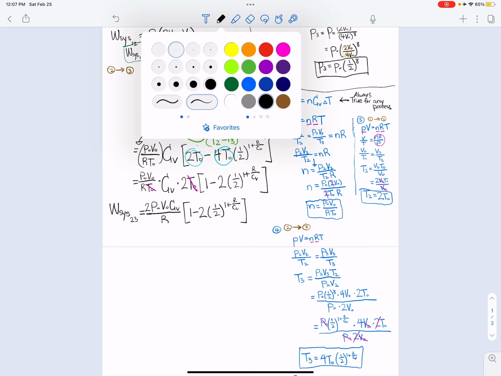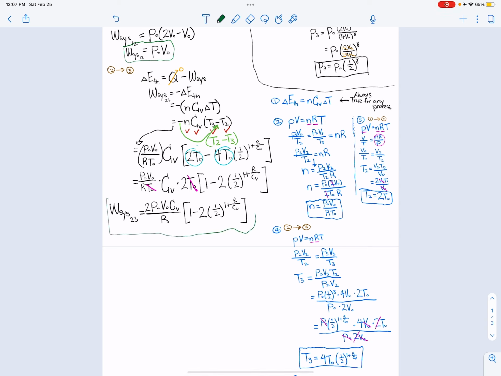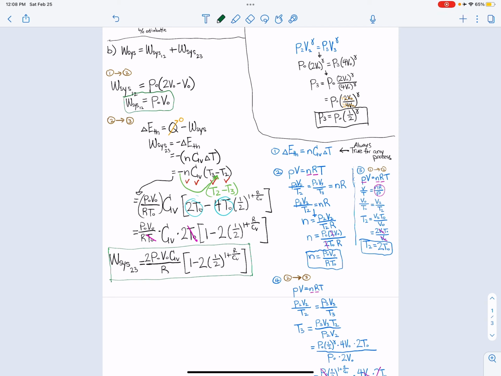Yes, we got there. We've got the work done by the system from, let me just make that a little neater, from state 2 to state 3. Nice, guys. And remember, what we're really looking for in part B is the work done by the entire system, from all the way from state 1 to state 2 to state 3. Okay? So in order to get that, we have to add work done by the system from state 1 to 2 plus work done by the system from state 2 to 3.